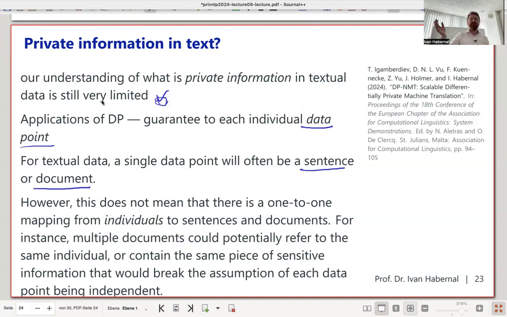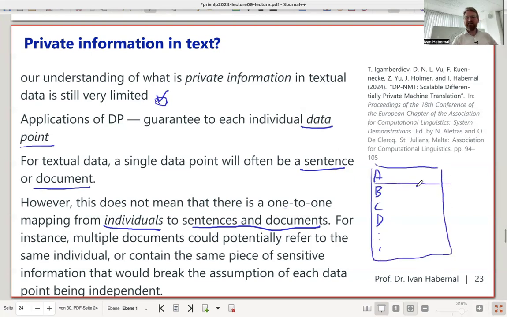This is a sentence. But this doesn't mean that there is a one-to-one mapping from individuals to sentences or documents. Remember, what we can do with differential privacy is the database: Alice, Bob, Charlie, Dave, and so on. We have the database. But if we have texts, we cannot be really sure that this is true. Maybe sometimes it is, maybe sometimes it's not. But we have to be very careful about it.